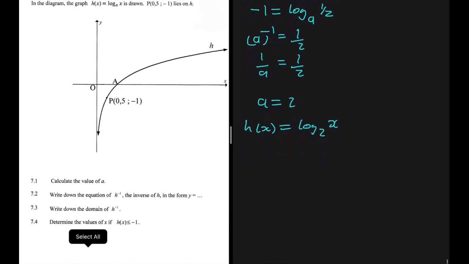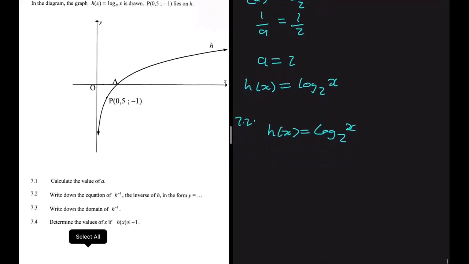And then now moving to 7.2. 7.2 is saying let's write down the equation of h inverse, the inverse of h, in the form y is equal to. So as we have already established, h of x is equal to log of x base 2. So in order to find the inverse, you swap x and y and solve for y. So let's go ahead and do that so that you can see what I'm talking about. Instead of having h of x, we're going to put x there.